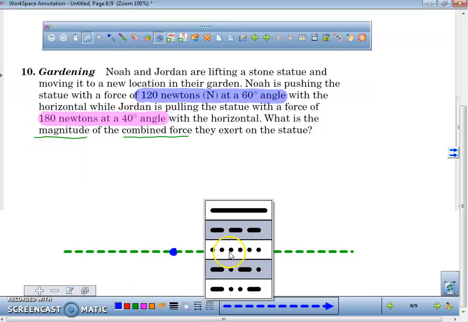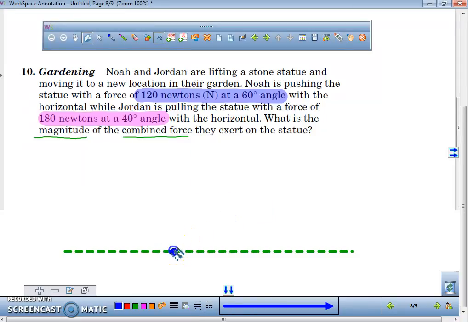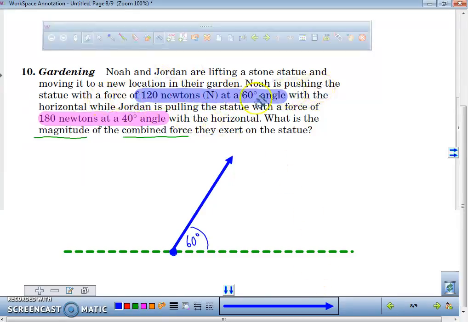We've got a blue force. And what angle do I need to go at? From right here? 60. So I have to draw what represents a 60-degree angle. So from right here to here, I want you to draw 60 degrees. So that right there is pushing at a 60-degree angle with the horizontal. What's Jordan doing? He's pulling in the same direction, but it's at a 40-degree angle. So let's do a 40-degree angle. It's about a 40-degree angle.